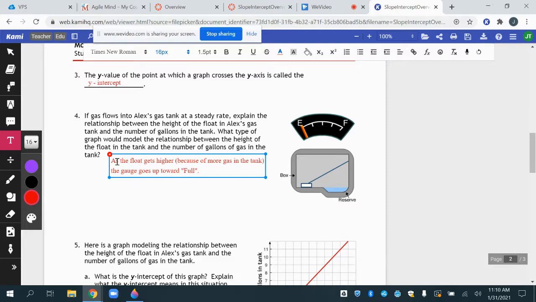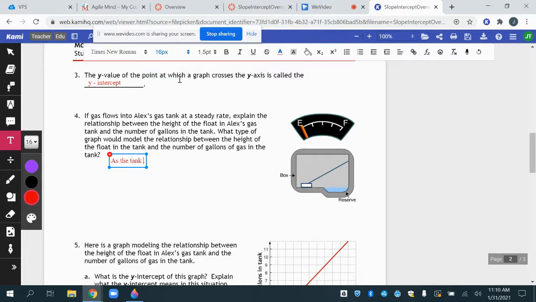See if we're answering the question. Explain the relationship between the height of the float in Alex's gas tank and the number of gallons in the tank. Oh, you know what? I actually said between the gauge. Why are they showing the outlaw? Okay. Let's answer the question correctly.